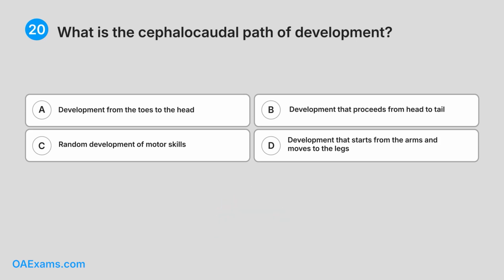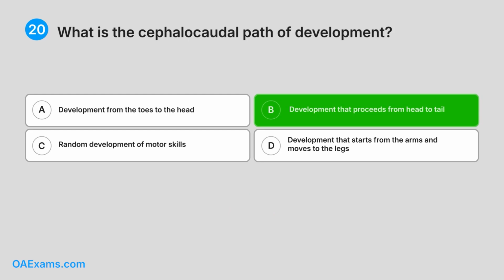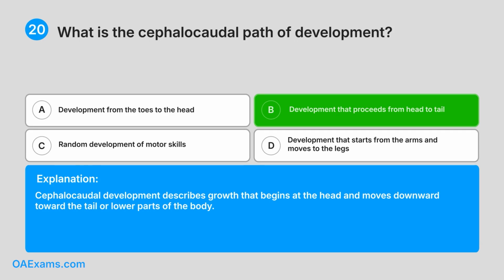Correct answer: B. Development that proceeds from head to tail. Explanation: cephalocaudal development describes growth that begins at the head and moves downward toward the tail or lower parts of the body.